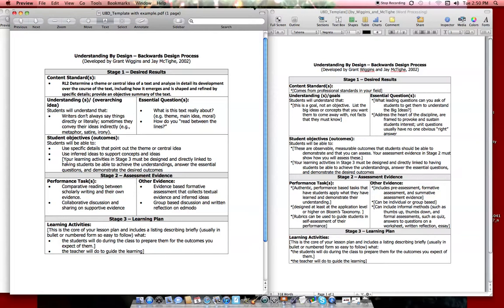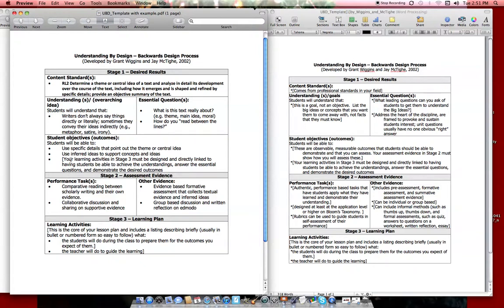I didn't develop it, I left it in here because I want you to see that in stage 3, when we're learning to plan, these things go together. It says must be designed and directly linked to having students be able to achieve understanding. So your lesson planning and your student objectives, outcomes, should overlap. The lesson should get to the objectives.